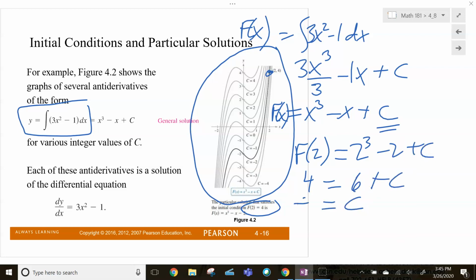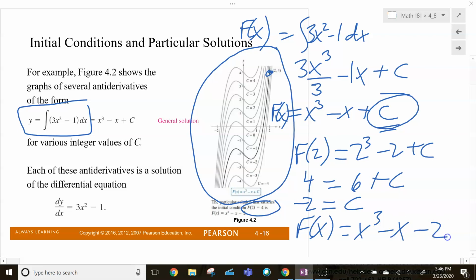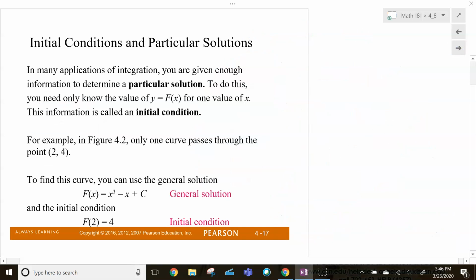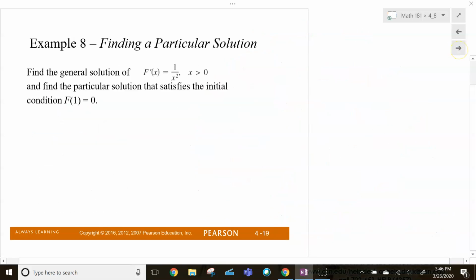Oh, here's our constant, it's negative 2. So that's what our constant is. So the function is x cubed minus x, and then the constant is plus a negative 2, or a minus 2 on the end. So we know it's got to be this one because it goes through that (2, 4) right there. But they have to give you an initial condition. Otherwise, you just got to put a plus C on the end when you take the integral.